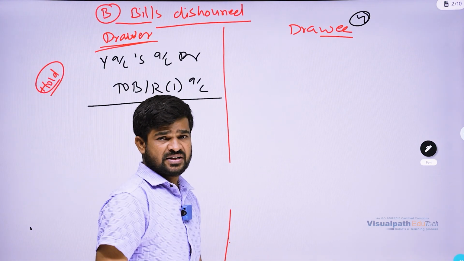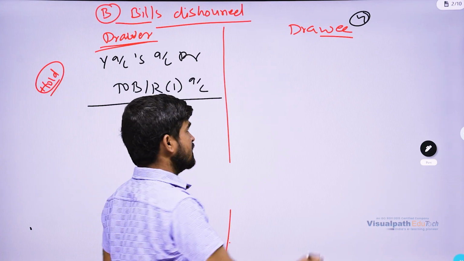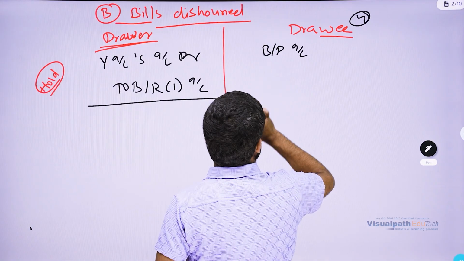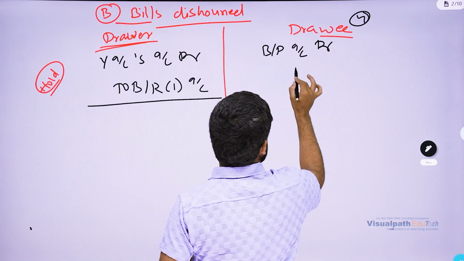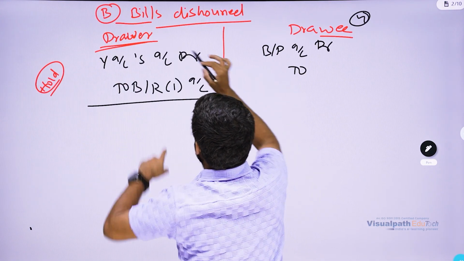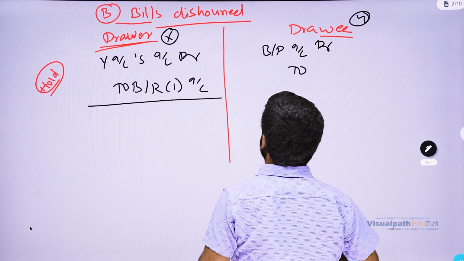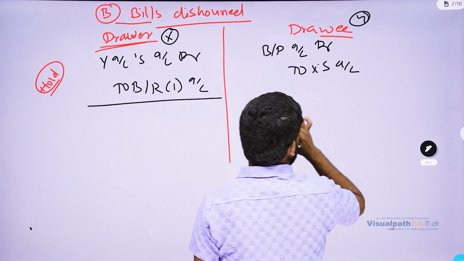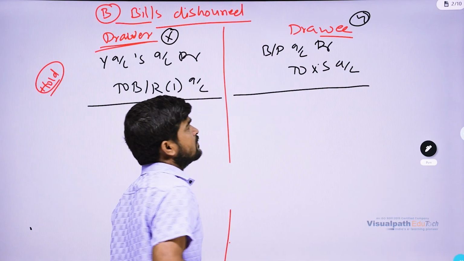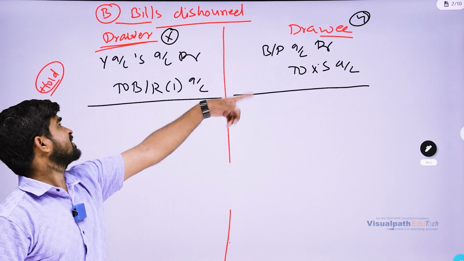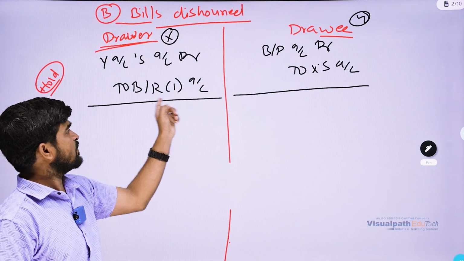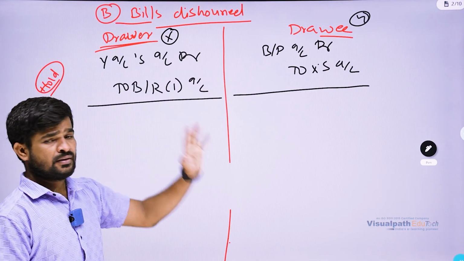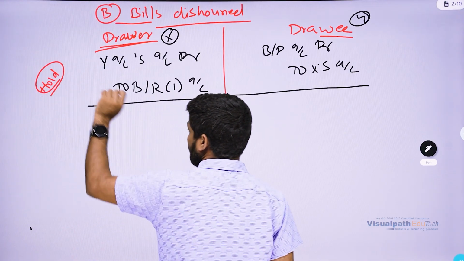What will be the entry in the books of the drawee when the bill is dishonored? Simple. He will say that bills payable is back, and the particular drawer X becomes again a creditor. So he will write this entry: bills payable account debit to X account, but the drawer will say Y's account debit to bills receivable account. Now the bill is dishonored, which was held in the hands of the drawer.